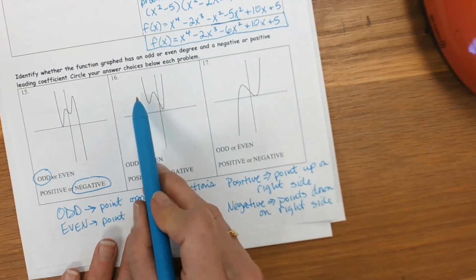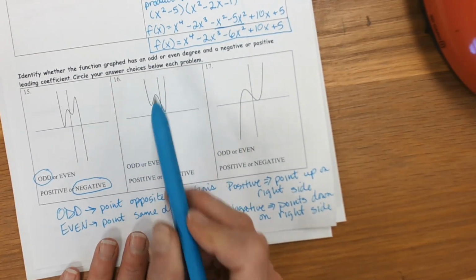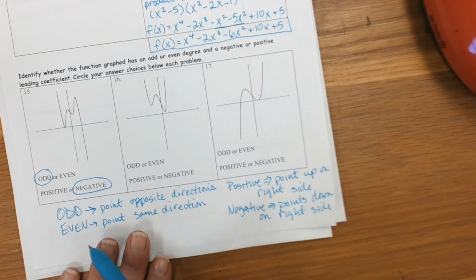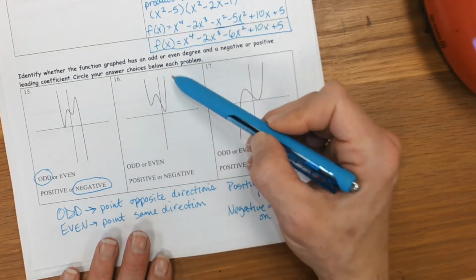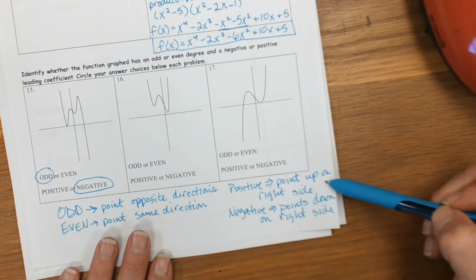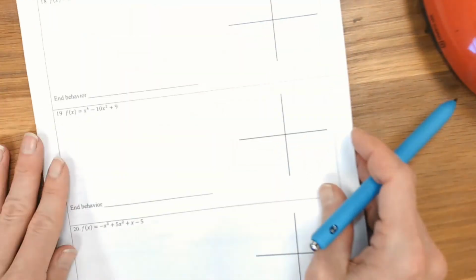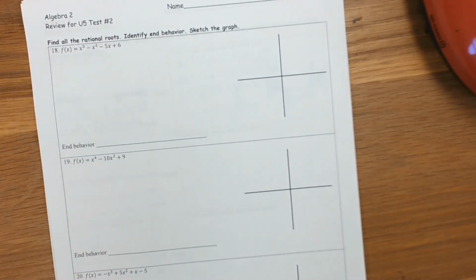So again, the same direction, that would be even. We see it's pointing up on the right, so that would be positive. Okay, our last page. This is sort of where we put it all together and look at the graphs. Okay, I am going to do this first one for us.